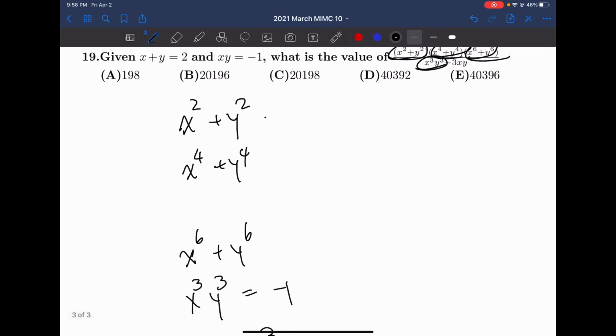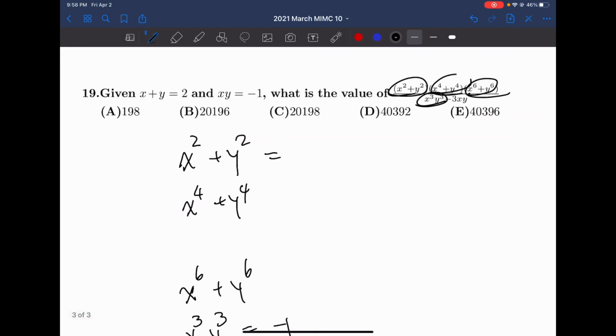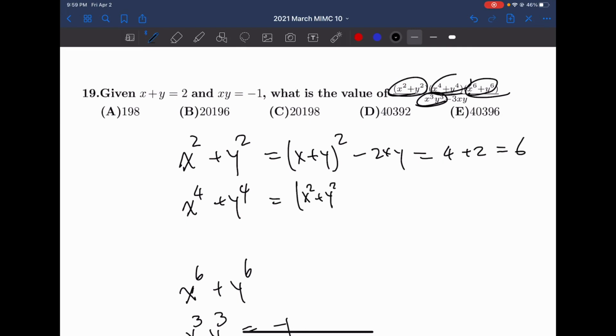And this we can solve by simply using the perfect square formula. That is 2 squared, or 4 plus 2, which is 6. And that would be x squared plus y squared, squared, minus 2x squared y squared, which is 6 squared minus 2, because this is positive this time, and that's 34.